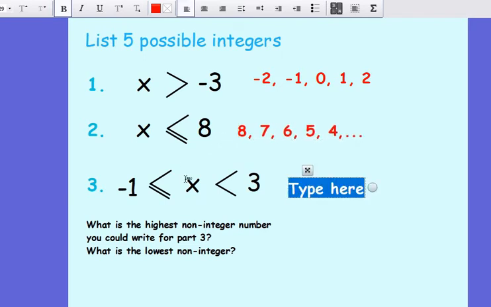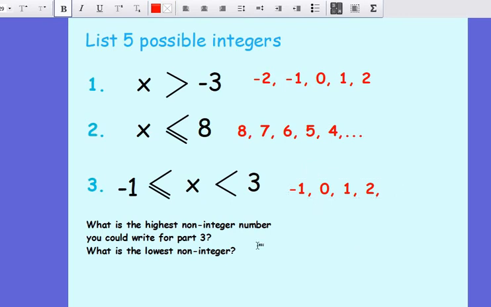For the third one, I was looking for a number x, which is greater than or equal to -1. So -1 would work. I could then have 0. I could then have 1. I could have 2. Could I have 3, Jonas? No, why not? Because I've said x is less than 3, but it cannot be equal to 3, so I cannot have 3.